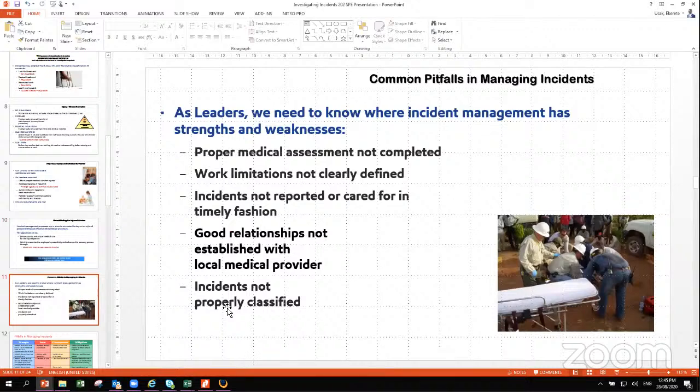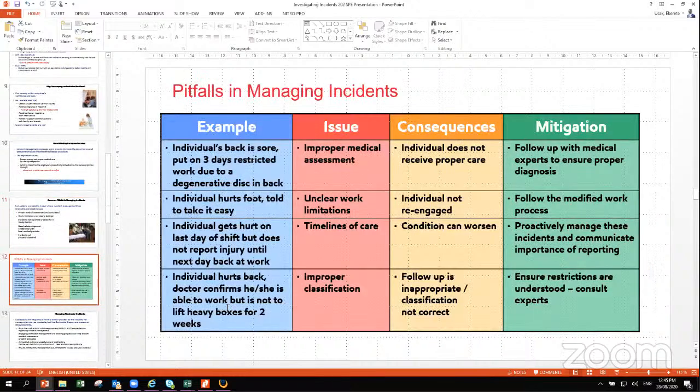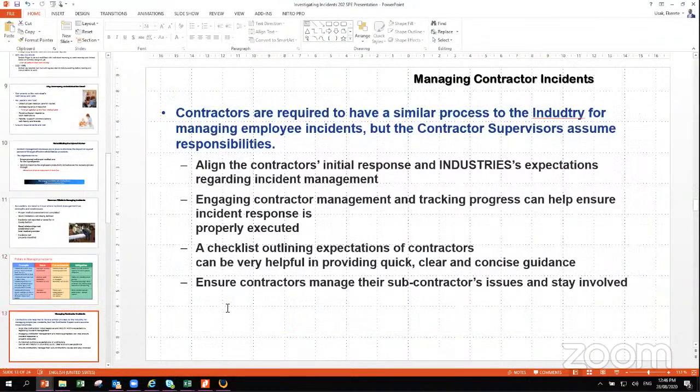Some of the issues while analyzing incidents or near misses is that as leaders of the industries, we need to know how to manage what has happened, our strengths and weaknesses. If we did not provide the proper medical assessment or did not give the right work limitations, these are some of the showstoppers. If you did not classify what happened properly or did not have the right relationship with the people that are providing the care, this can be a very big issue for managing the incident that happened. If we fail in providing medical care, the individual may not receive proper care, and we may not be able to get him back on time. If we were not clear about the work limitation, the guy that was having injuries on the hand may be asked to go and lift an equipment. These are part of the pitfalls in managing or analyzing the incident.